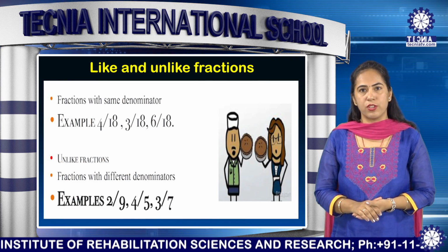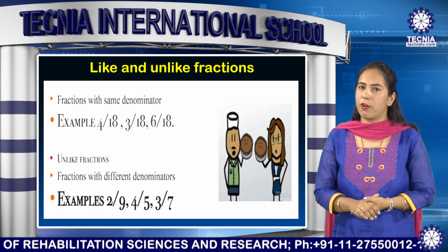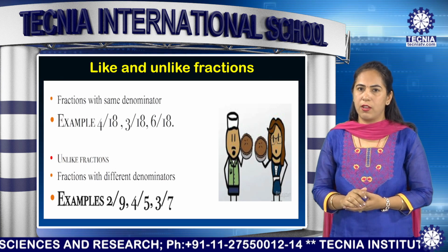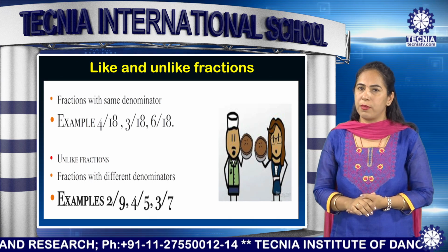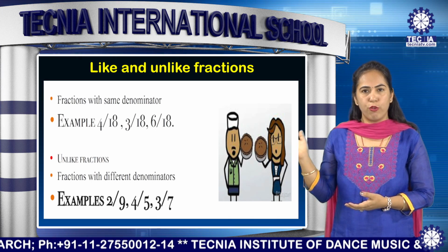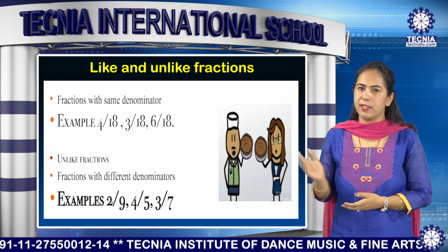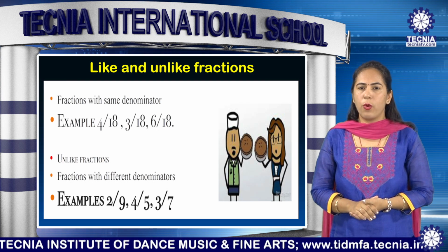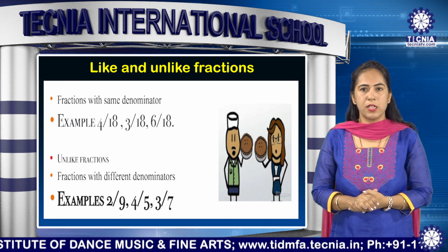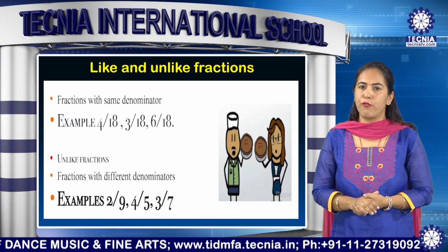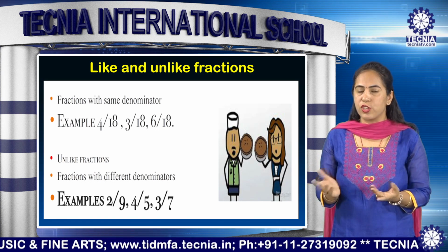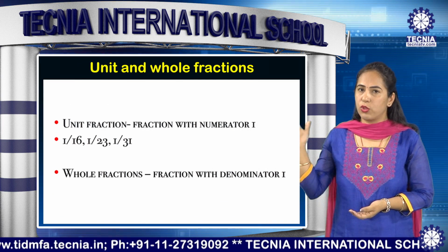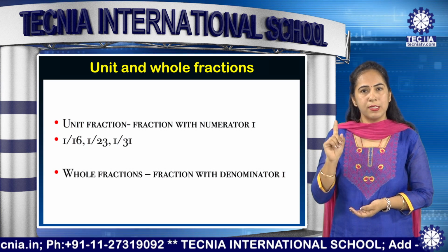Like and unlike fractions. Like fractions are those in which the denominator is the same, like 2/7, 3/7, 8/7 etc. Unlike fractions are those in which the denominator is different. For example 4/5, 5/7, 3/6 etc. Now if I have fractions like 1/18, 1/9, 1/10, 1/13, we notice that the numerator of all the fractions is 1. So a fraction with numerator 1 is called a unit fraction. Unit fractions are those fractions in which the numerator is 1.